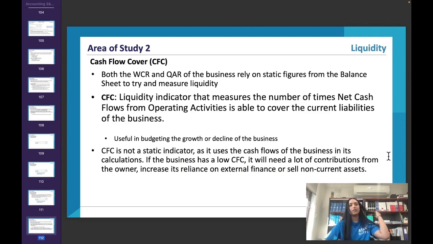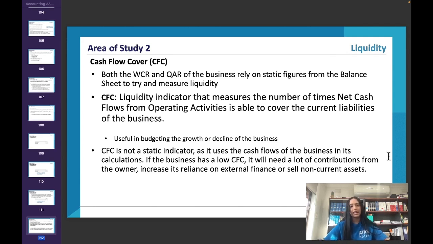Cash flow cover measures the number of times net cash flows from operating activities is able to cover the current liabilities of the business. And this is useful in budgeting the growth or decline of the business. Cash flow cover is not a static indicator. It uses the cash flows of the business in its calculations.